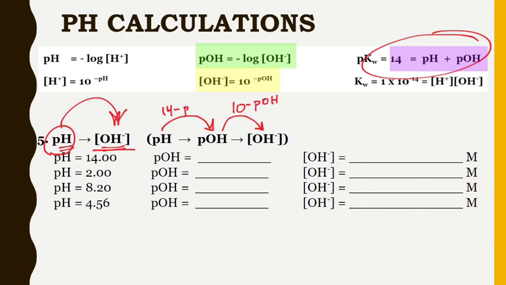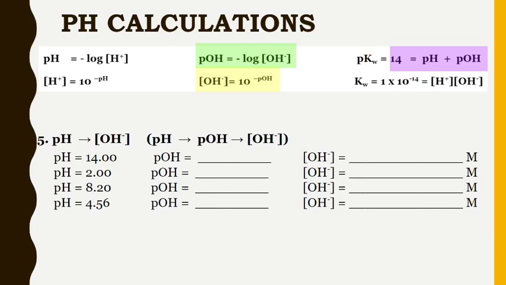So here we're going to do 14 minus our pHs to find those POHs. So if we do that, 14 minus 14 is 0. 14 minus 2 is 12. 14 minus 8.2 is 5.8. I want you to go ahead and finish up that last row.